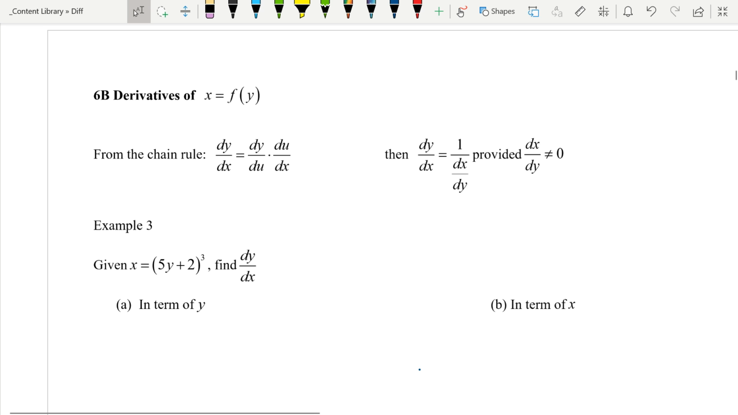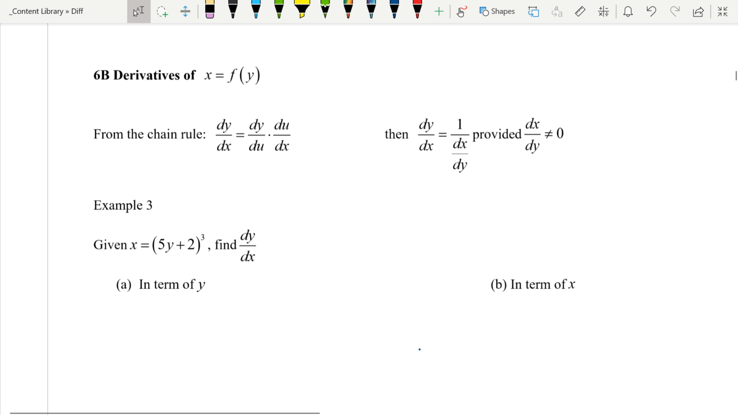You can still sketch the graph, making the vertical axis the y-axis and the horizontal axis the x-axis. The graph still exists. But what's the quickest way to find the gradient when we're given the form x in terms of y? That's what we're going to talk about today.